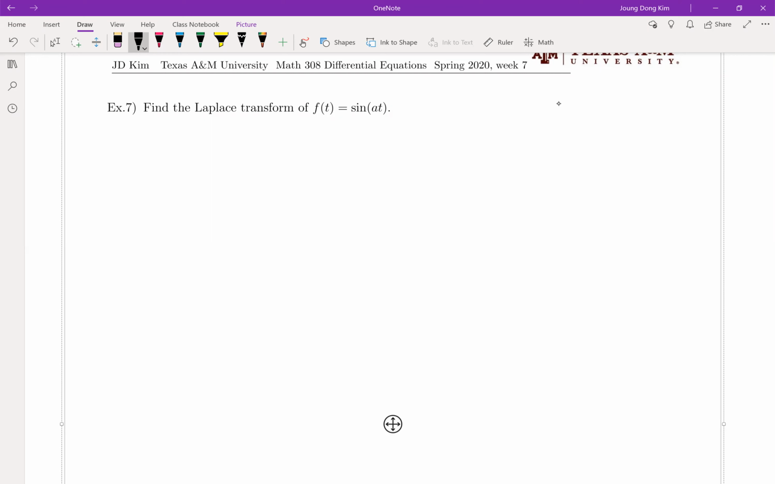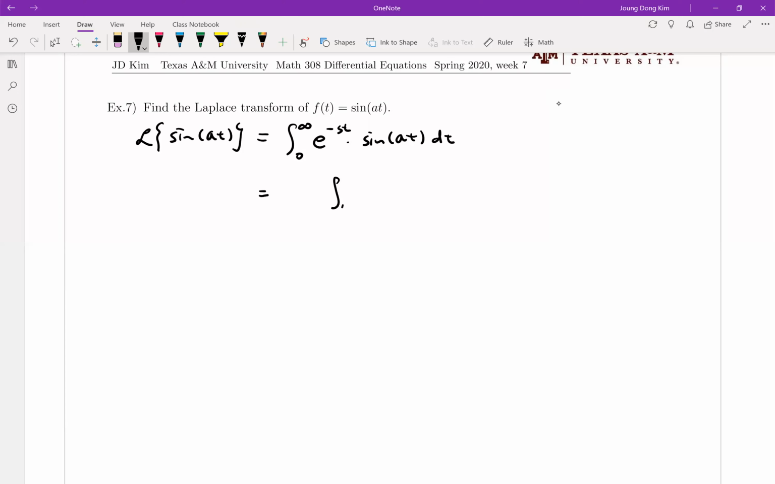Here we go. So the Laplace transform of the given function, which is sine of at, is equal to, by definition, the integral from 0 to infinity of e to the minus st times sine at dt. By the definition of the improper integral, it is equal to the limit of the integral from 0 to a of e to the minus st sine at dt, and we're going to send a to infinity.